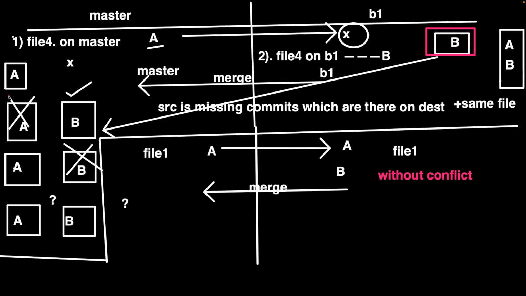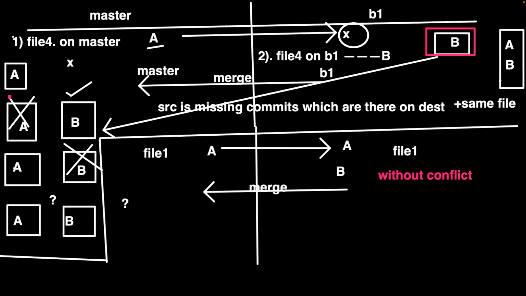Does it mean that it should override the existing one which is here, which is A? Or should it ignore B and keep A? Which one should it keep? Git has a dilemma. Why are we seeing this? Because it's missing this commit A here.